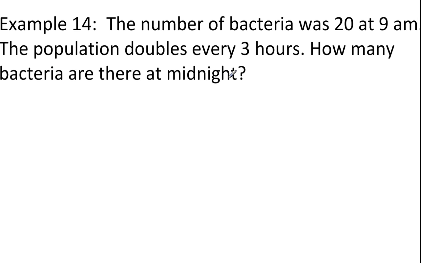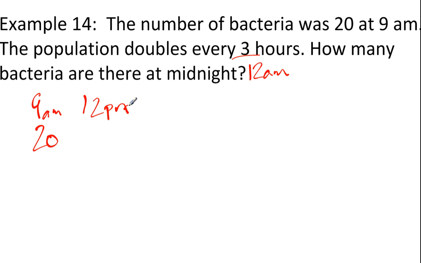Alright, bacteria was 20 at 9 a.m. So I'm going to write 9 a.m., it's 20. Doubles every 3 hours. What's it going to be at midnight? Let's remember midnight is 12 a.m., not p.m. So rather than doing the formula, I'm just going to work it out here. We have to figure out how many 3-hour patterns it's going to be to get to 12 anyway. So 9, 10, 11, 12 p.m.